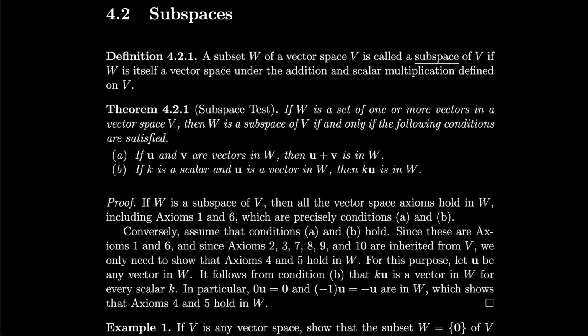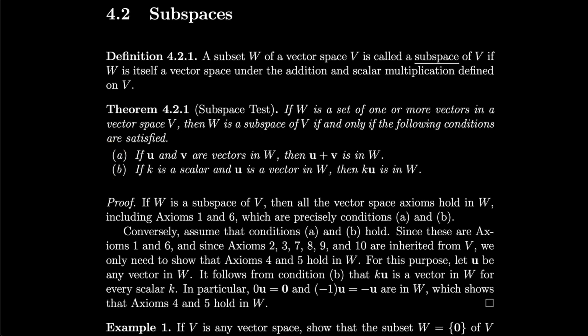Let's check and make sure that this thing's a subspace. Notice these are axioms 1 and 6. Since axioms 2, 3, 7, 8, 9, and 10 are inherited from V, if all of those are true in V, then they'll be true in W. We just have to check that axioms 4 and 5 hold in W. So for this purpose, we let U be any vector in W. Then from condition B, we must have that KU is a vector in W for every scalar. So if we take 0 times U, we'll get the 0 vector. If we take minus 1 times U, we'll get the negative vector of U. So that gives us axioms 4 and 5, and that means we have all 10 axioms just from these two conditions.